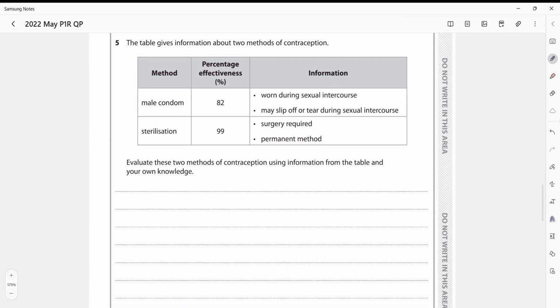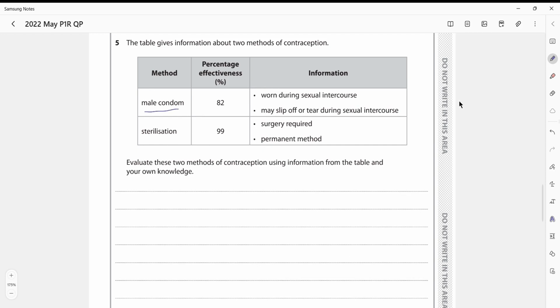Okay, let's move on to question 5. Question 5. The table gives information about 2 methods of contraception. The question is asking, evaluate these 2 methods of contraception using information from the table and your own knowledge. So let's go over these 2 methods. The male condom is what we refer to as a barrier method. So that is very good at preventing against STDs or sexually transmitted diseases.